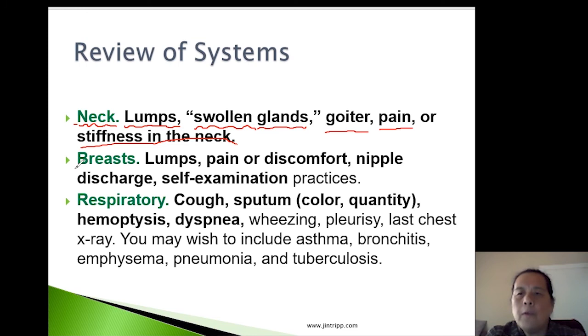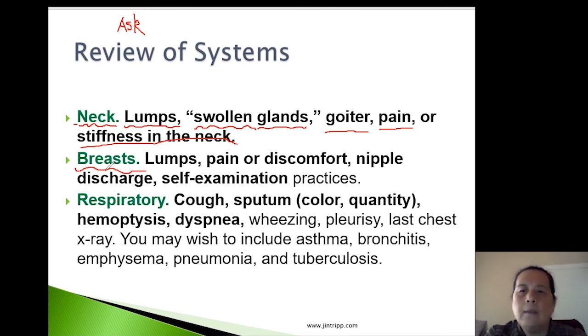Then we move on to ask questions. Remember, we are still in the ask-questions part. Later on, we will talk about examinations of the body. We still go from the top of the head down to the bottom of the toe. Don't be confused. Now we are in the ask-questions part.